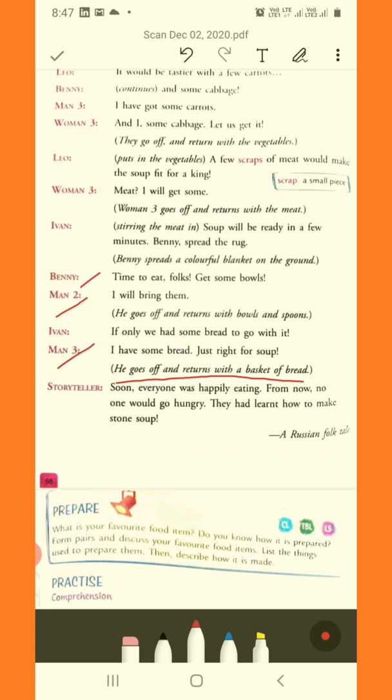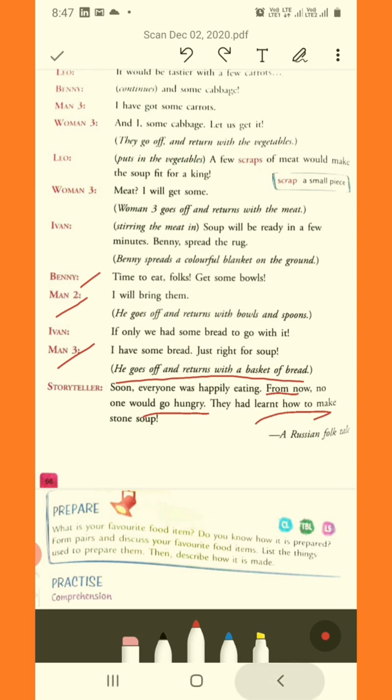So the storyteller says, soon everyone was happily eating. From now, no one would go hungry. They had learned how to make stone soup. Okay, so it's a Russian folk tale. Stone soup means just for namesake they placed in stone. Basically, it was lots of vegetables, meat, and everything. Whatever ingredients are required to make a good soup. Clear?